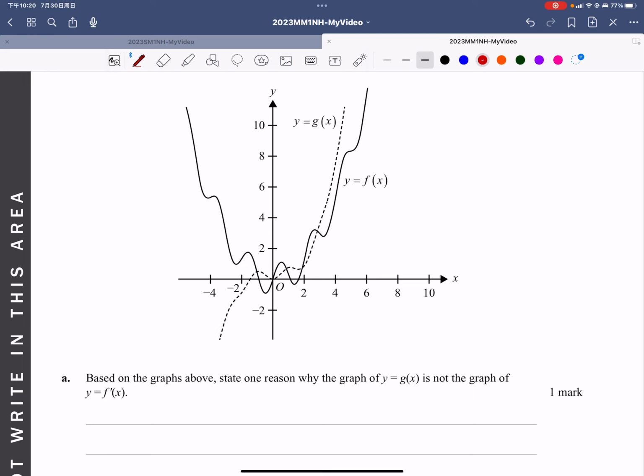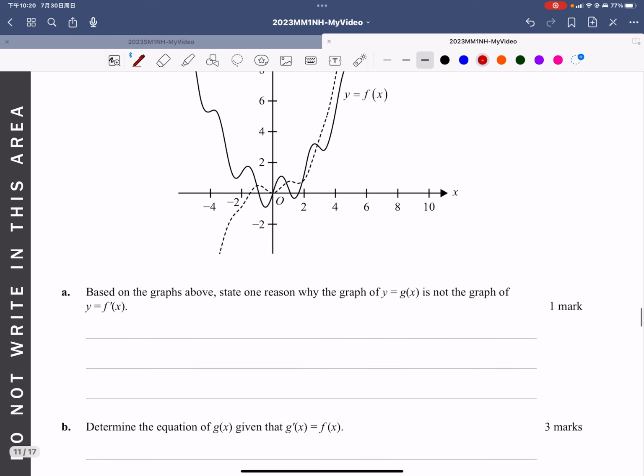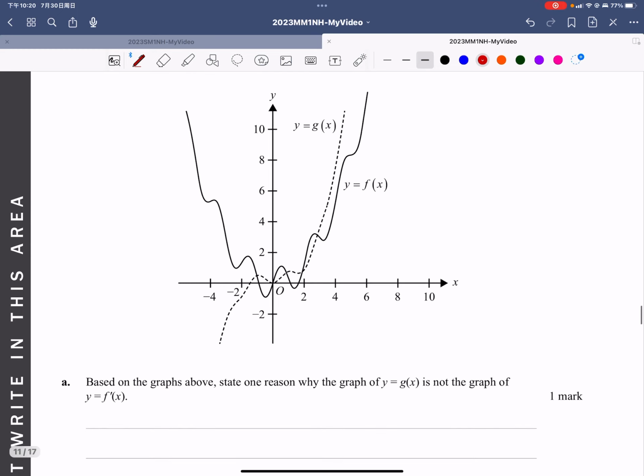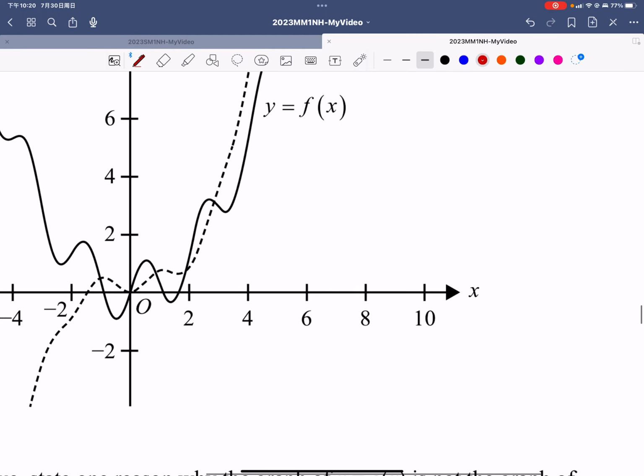Now, based on the graphs above, state one reason why the graph of y equals to g of x is not the graph of y equals to f dash of x. So let's have a closer look. g of x is not the derivative of f of x. It's basically, this is what the question is asking. And now if I take a closer look.